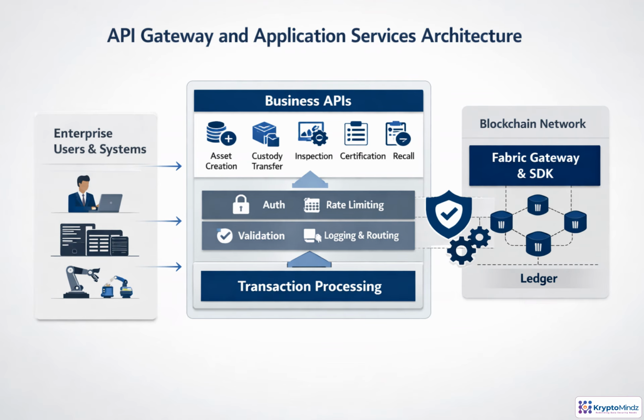Enterprise users and upstream systems should not call peers directly. They should enter through business APIs, where the gateway authenticates requests, applies rate limits, validates payloads, logs activity, and routes traffic. Behind that layer, application services convert actions like asset creation, custody transfer, inspection, certification lookup, or recall into Fabric transaction proposals and queries. Keep application roles aligned with Fabric identities and chaincode rules, but manage them separately so business access remains clear, auditable, and controlled.